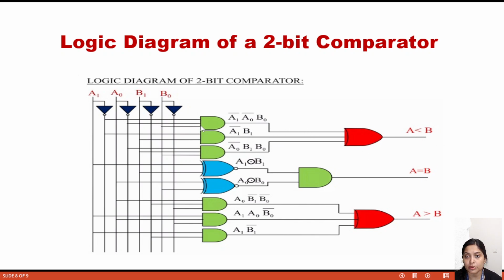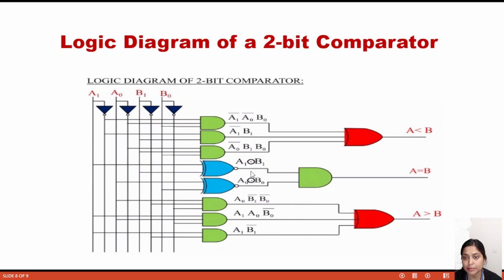So this is A less than B. Here A1 bar, A0 bar, B0. You can see A1 bar, this is A0 bar, and this is B0. And here A1 bar and B1, and then A0 bar, then B1, and then B0. So here 3 AND gates are used, and after these 3 AND gates we will use an OR gate, and the final expression will be the summation of all these terms.